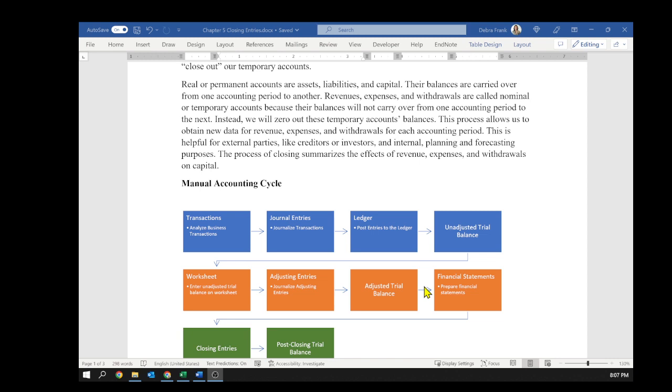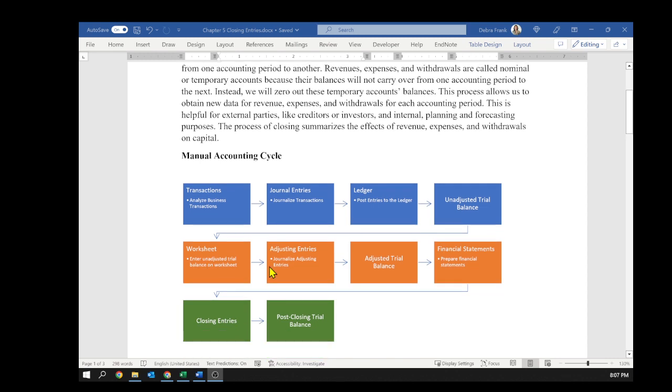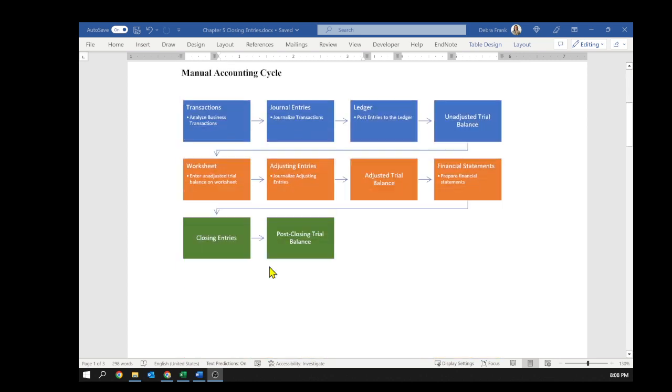So we're going to do some closing entries to close out these temporary accounts, the revenues, the expenses, and also our withdrawals. And then we're going to do a post-closing trial balance. So we'll have a couple of videos just to break up the video as we learn this.